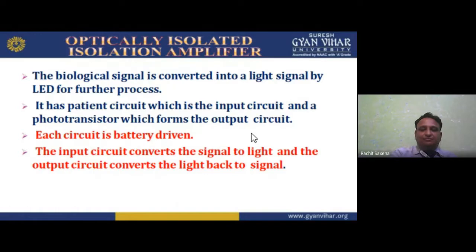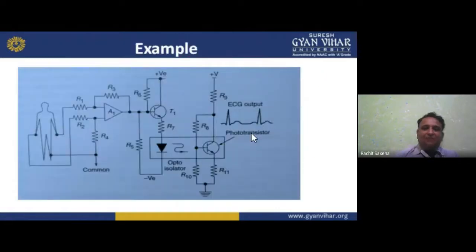The signal, what is it? The signal they are giving. Okay. So the input circuit converts the signal to light, and the output circuit converts light back to the signal. Output circuit does what? The output circuit converts the light back to the signal. Again, light back to the signal. I hope you understand. Now, example.